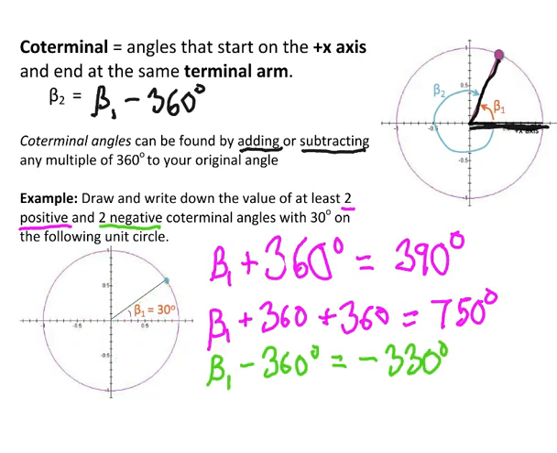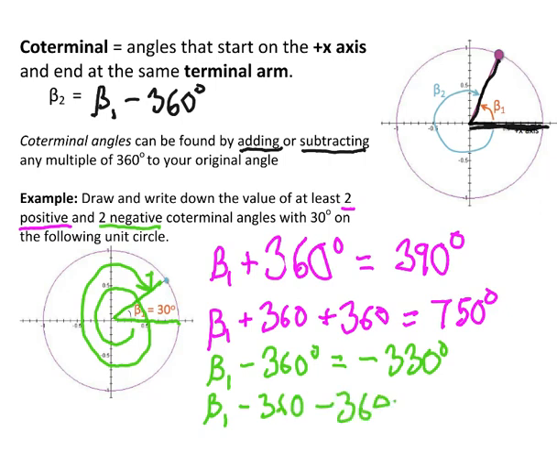You can also subtract multiples of 360. So I could have started at the x-axis and then gone all the way around again, and still ended up at the same terminal arm. So that would be beta 1 minus 360 minus another 360, and that gives me 30 minus 2 times 360. It's going to be negative 690 degrees. So those are 4 coterminal angles with 30 degrees. And you can just keep going. You could just add more 360s or subtract more 360s to get more of them.